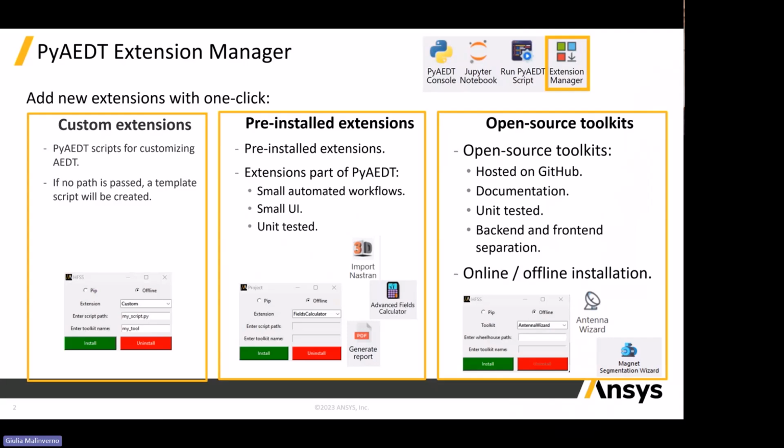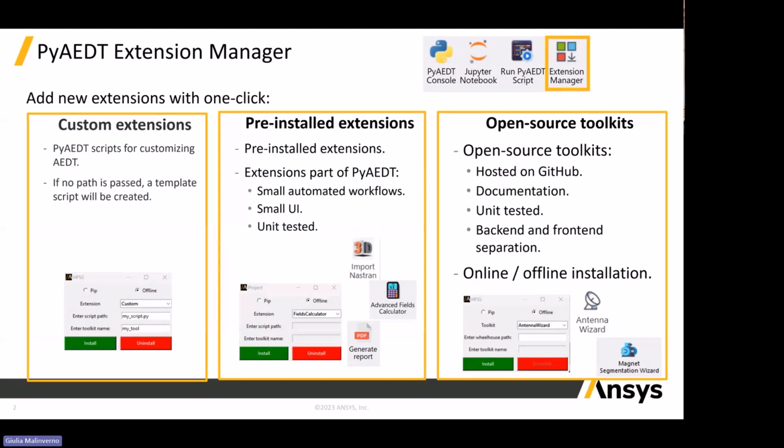So let's start with the extension manager. As you can see at the top right side of the slide, after you successfully install PyAEDT, you can access the extension manager within ADT, where you will find the newly created ribbon bar accessible through the automation tab. I will show you later how this looks like. So the extension manager allows you to add extensions with a few clicks. But what do we really mean with the extensions? I think it's better to clarify this concept before.